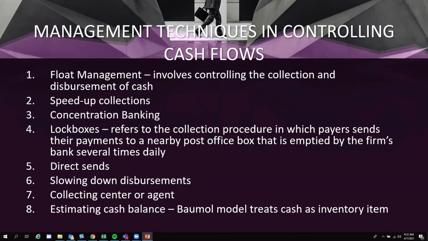Okay. Number 8, estimating cash balance. So it's called the Baumol model. So it's simply treating cash as an inventory. So therefore, if it's an inventory, we have the optimum balance.